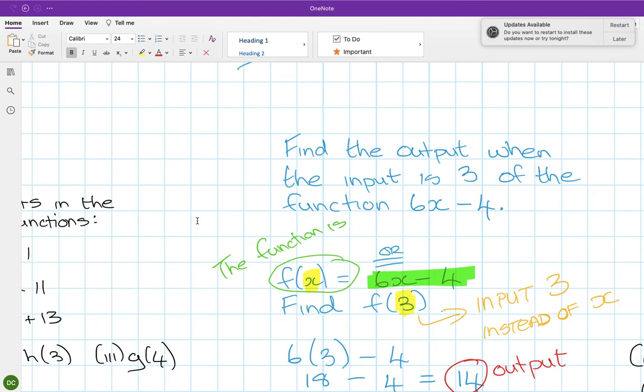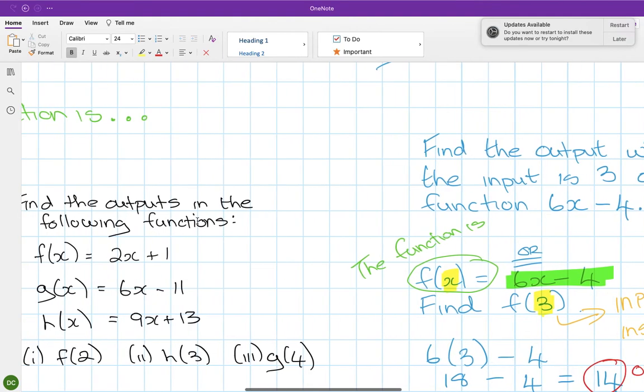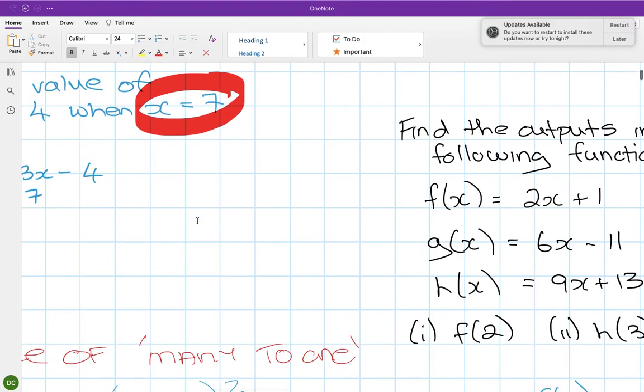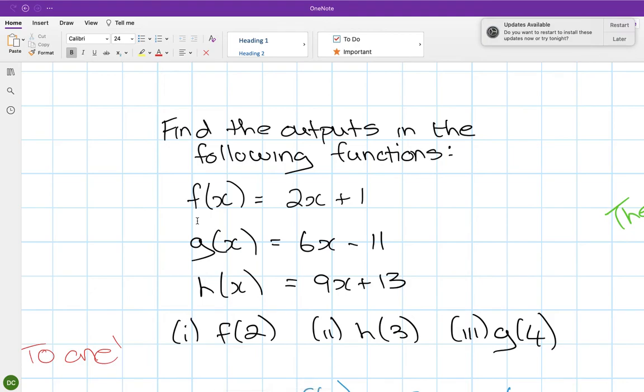Is that okay? So it's just to show you that notation because that's how I'm going to ask the homework. So here is the homework. So it says, I'll snip this out because the notes are a mess, but it says find the outputs in the following functions. So we have 3 functions here. And like I said, if there's more than one function in a question, they'll use different letters. So f of x is the first function, which is 2x plus 1. So it's take a number, multiply it by 2 and add 1.